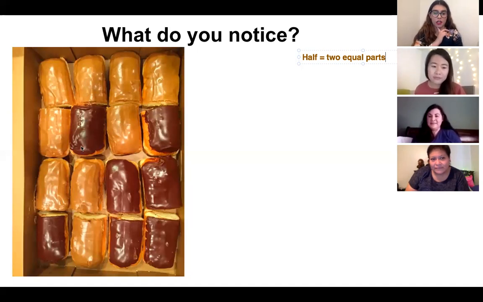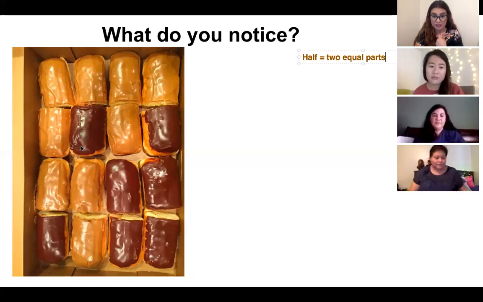Right. Beautiful. Okay, so now I want us to talk a little bit more about what it means for a half and a whole. So we noticed, like Miss T mentioned, that these donuts are cut. So they're cut into halves, right? So a half is 2 equal parts. And when we talk about more than 1 half, we call them halves. And that's just more than 1, our plural.